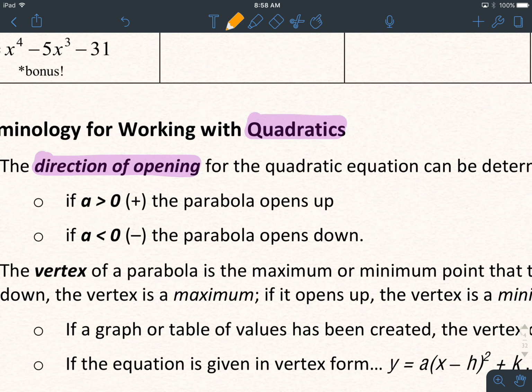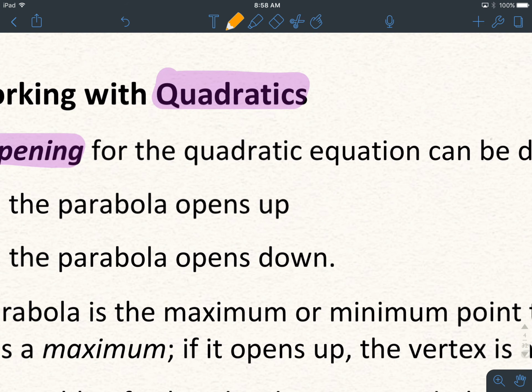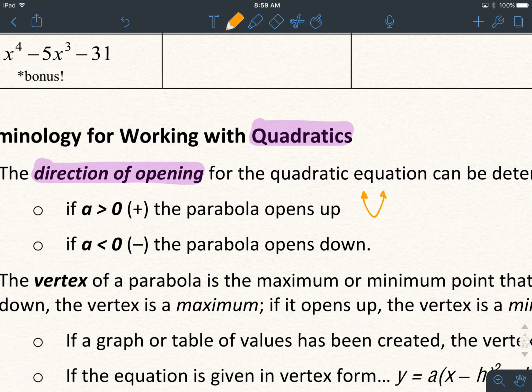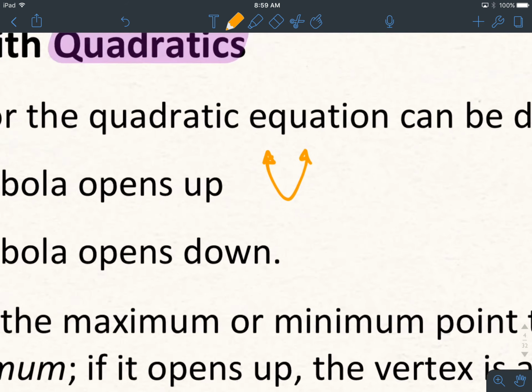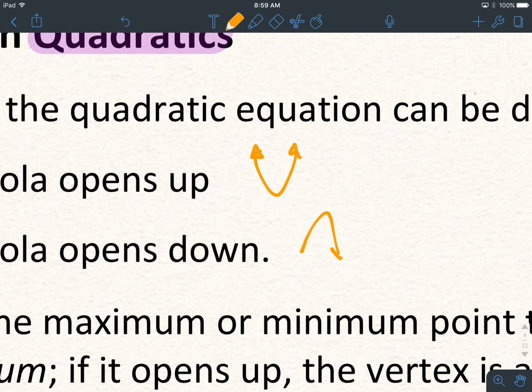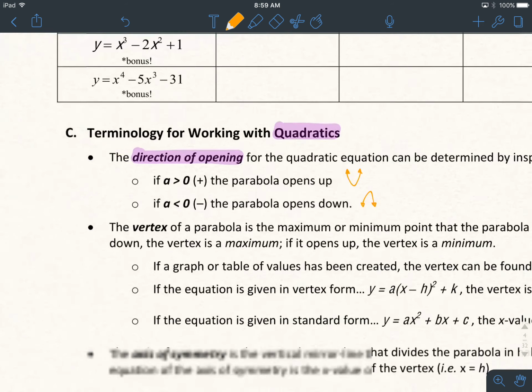If the a value, which is the value that sits out front of the quadratic, the coefficient in front of the quadratic term, is greater than 0, then our parabola is going to open up, and it'll look something like that. Here we have an a value of less than 0, so a negative a value means that our parabola is going to open down. There we go.